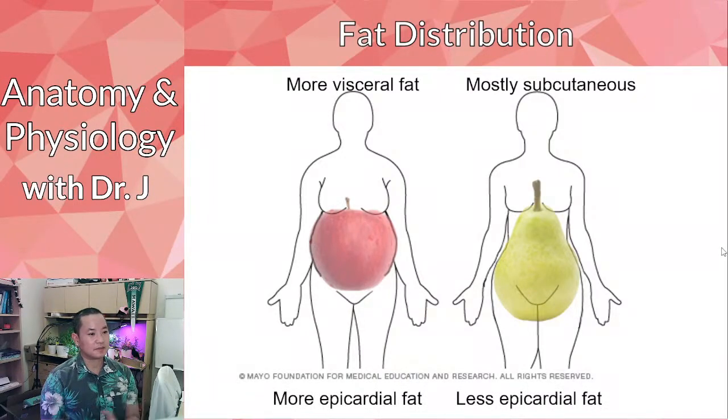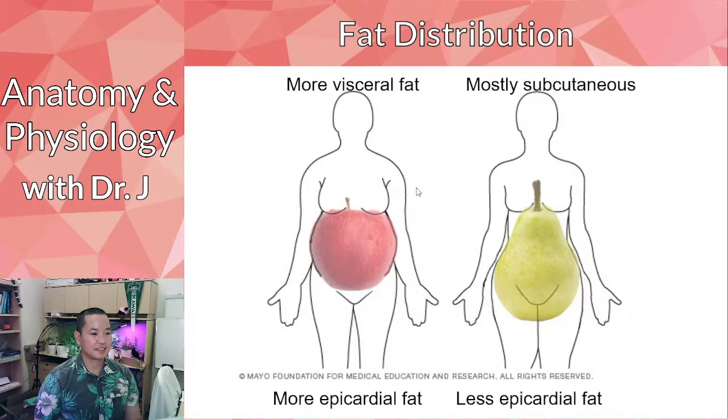So what we see is, depending on where you distribute fat, people who have their fat distribution more toward their thorax and abdomen tend to have more epicardial fat, whereas people who have this sort of shape over here, the so-called pear shape, with a more subcutaneous fat distribution, tend to have less epicardial fat.